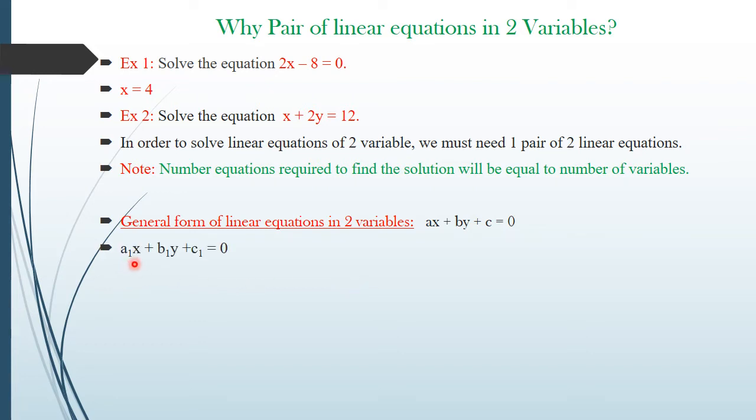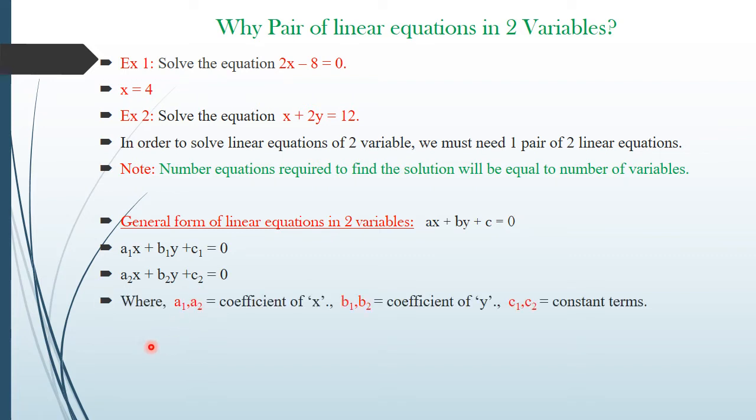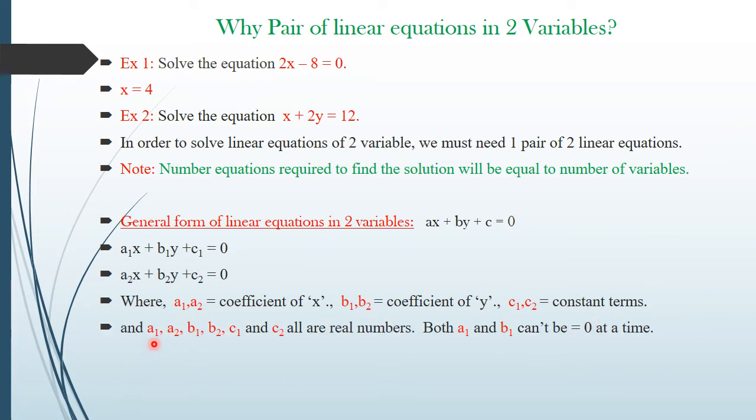Now whenever we consider a pair of linear equations, the first equation I can write as a1x + b1y + c1 = 0. The second equation I can write as a2x + b2y + c2 = 0. Here remember always a1 and a2 are coefficients of x, b1 and b2 are coefficients of y, c1 and c2 are constant terms, and a1, a2, b1, b2, c1, c2 all are going to be real numbers.